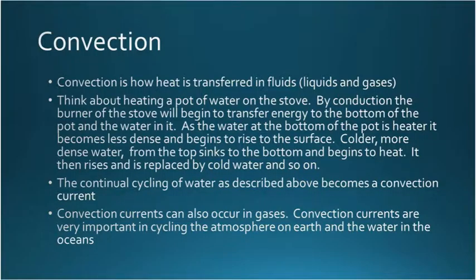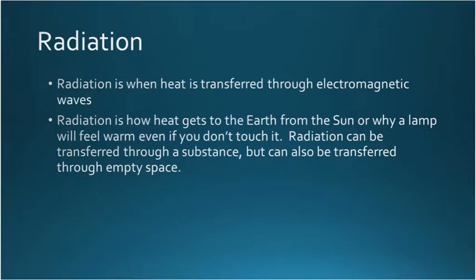Convection currents can also occur in gases. Convection currents are very important in cycling the atmosphere on Earth and the water in the oceans. Radiation is when heat is transferred through electromagnetic waves. Radiation is how heat gets to the earth from the sun, or why a lamp feels warm even when you don't touch it. Radiation can be transferred through a substance, but can also be transferred through empty space.